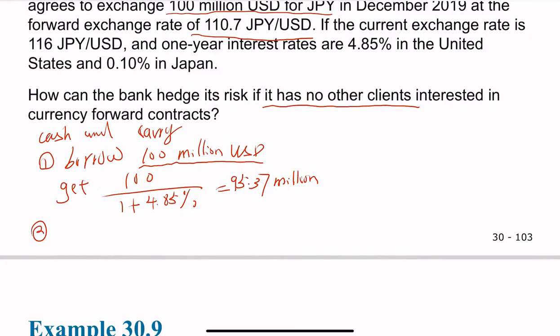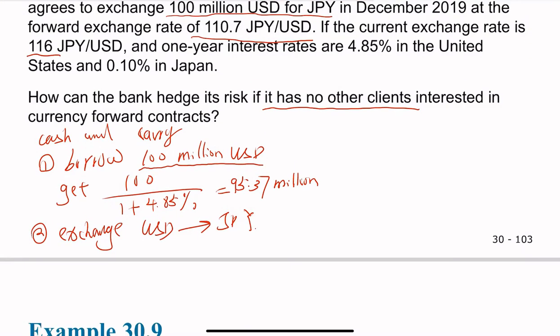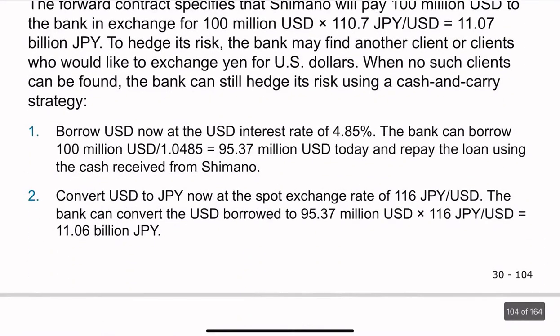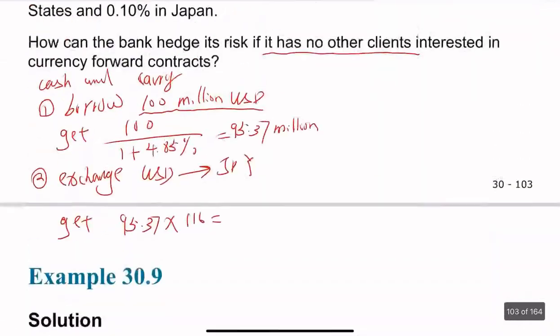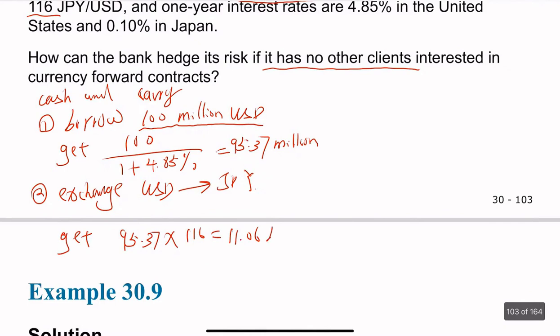Second, the bank will use this amount of money to exchange for JPY, right? So exchange USD for JPY. And today's exchange rate is 116. So it will get this amount of JPY, which is 11.06 billion JPY. So this is USD, this is JPY.